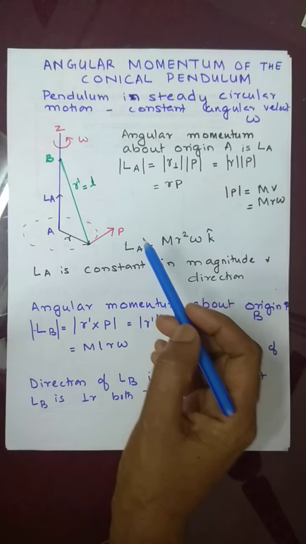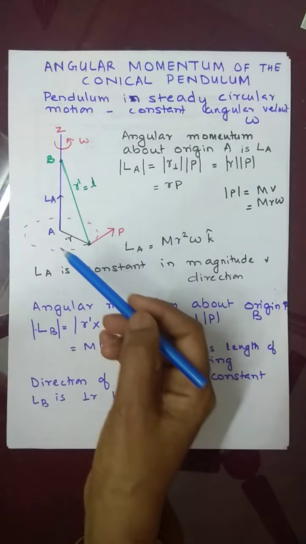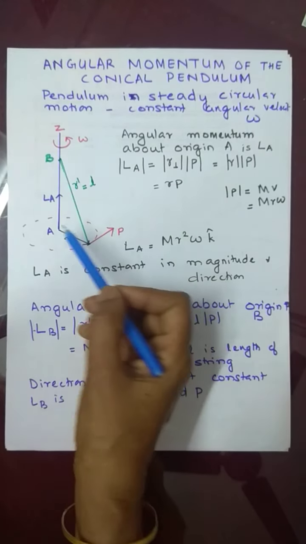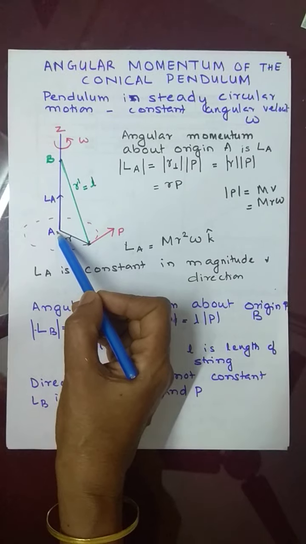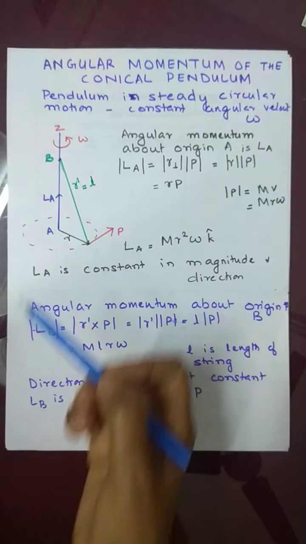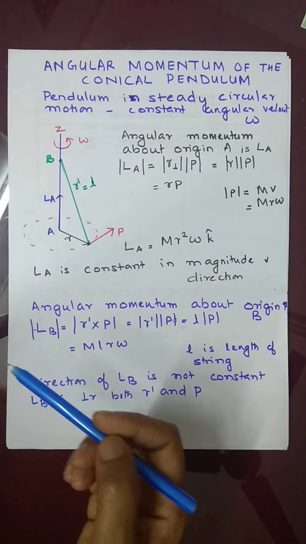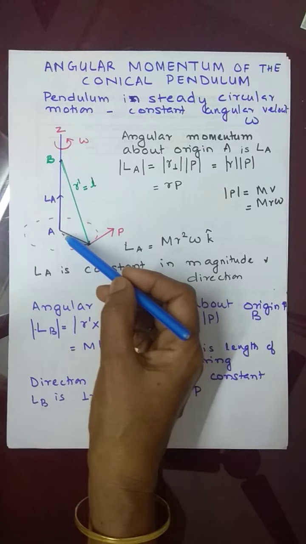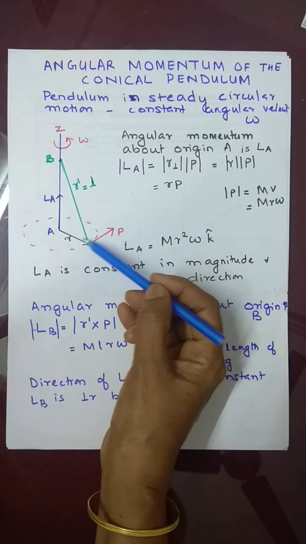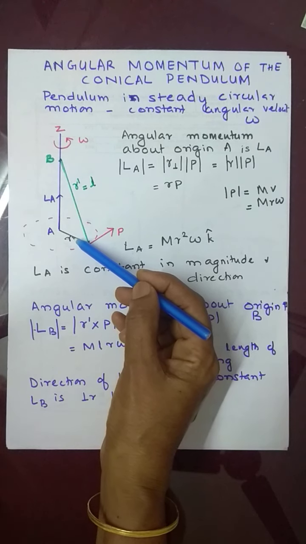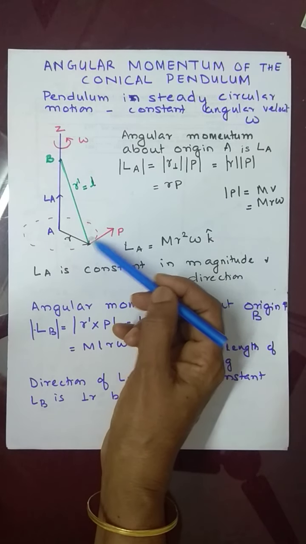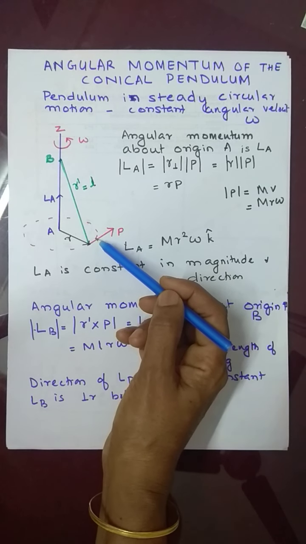Now we have to find out the angular momentum. I have considered two origins, A and B. We'll be finding out angular momentum about the point A and angular momentum about the point B. Angular momentum is r cross P. This is vector r, this is P. Since these two are perpendicular, when you resolve the component of r, only the perpendicular component is considered, because for the parallel component, the cross product becomes 0.